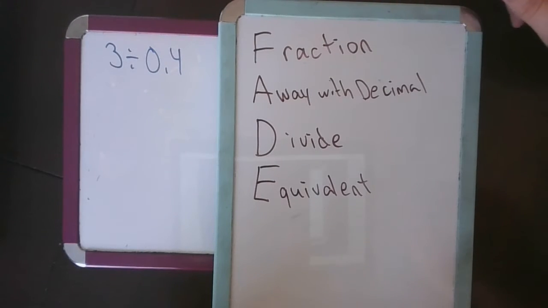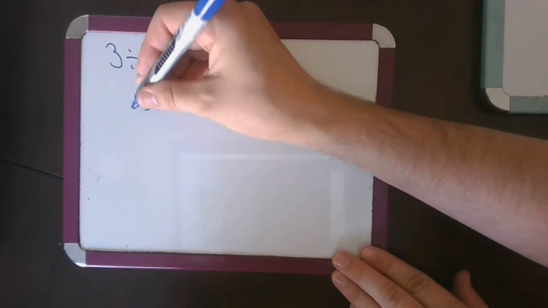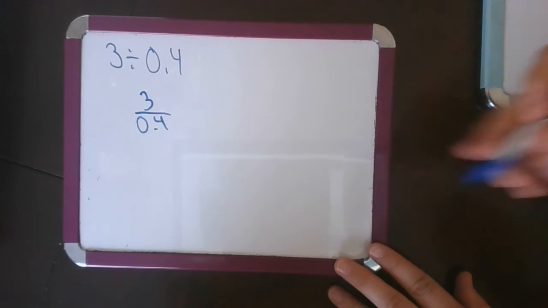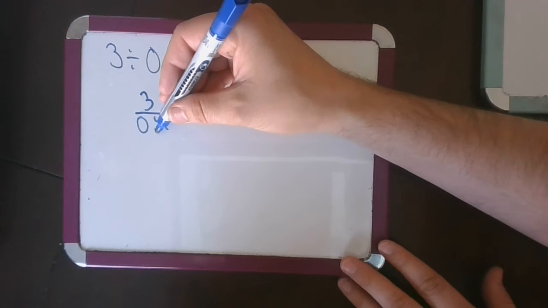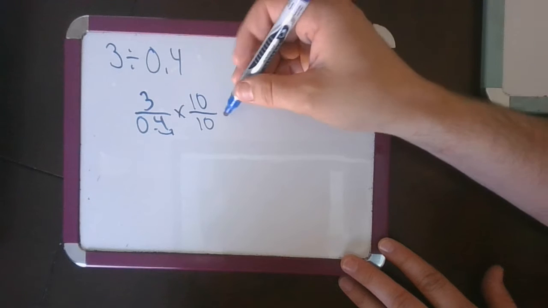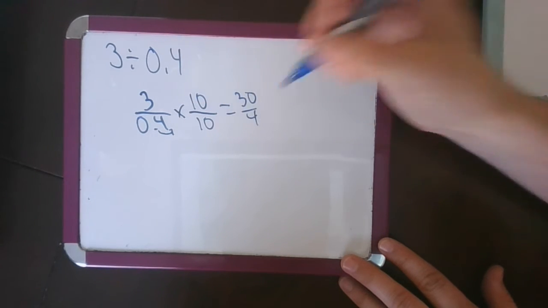All right, we're going to take a look at one more. Now, this should look a lot easier. We're doing 3 divided by 4 tenths. On the surface, it looks like it should be an easier problem. So we do the same steps that we've been doing, FADE. Fraction is our first step, so 3 being divided by 4 tenths. Okay, easy enough. Away with the decimal. Since this is in tenths, I need to multiply it by 10 to move the decimal over. If I do it to the bottom, I've got to do it to the top, so it's an equivalent fraction. So I have 30 being divided by 4.